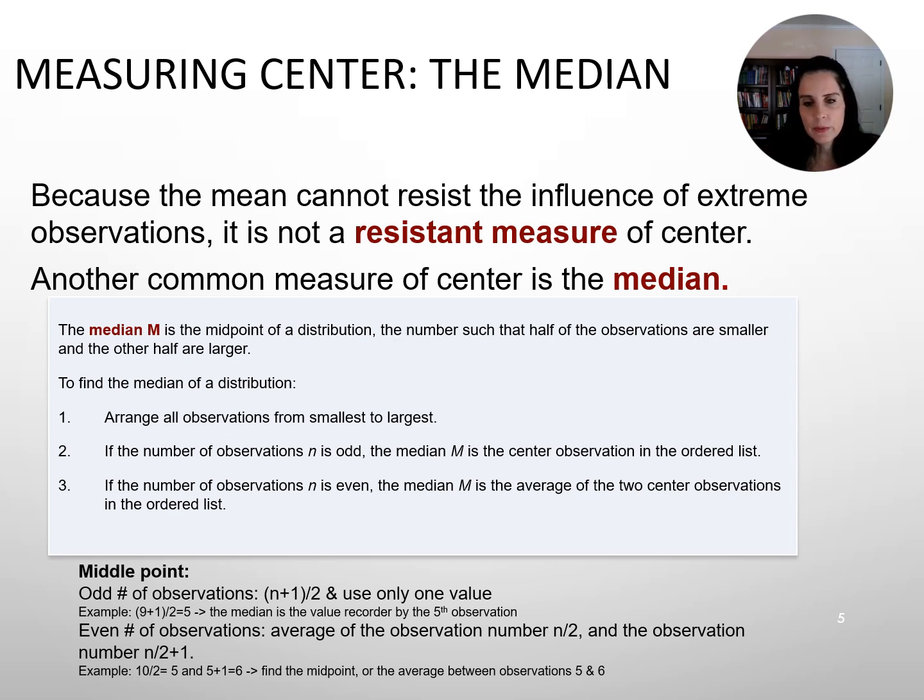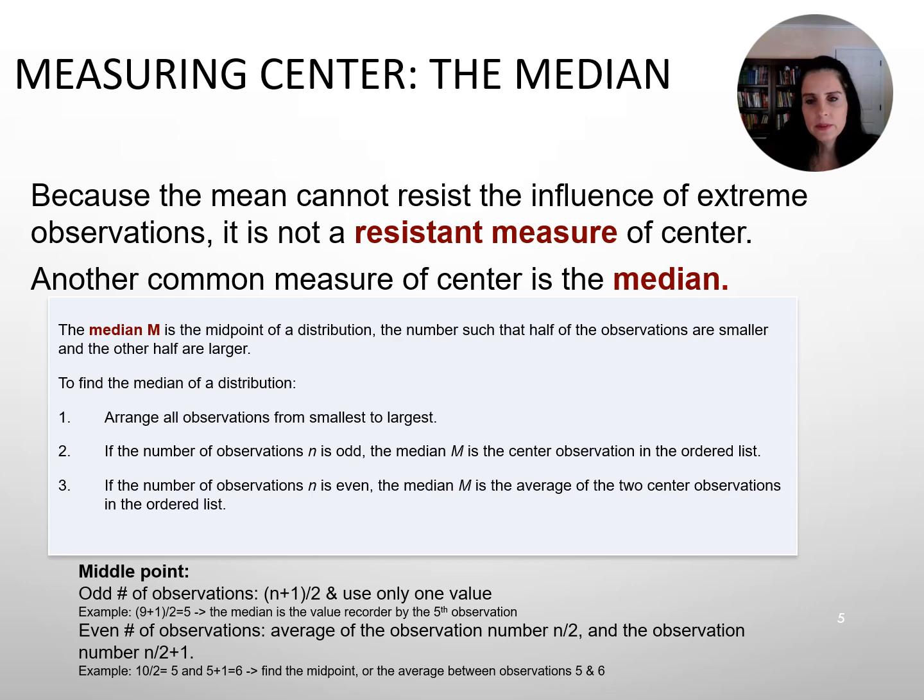If the total number of observations is odd, then we have one value that is in the middle of the distribution. However, if the total number of observations is even, we have 2 values that are in the middle, so we have to compute the average of the 2 middle values.